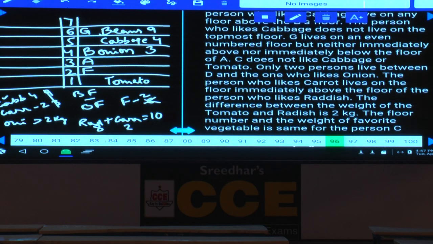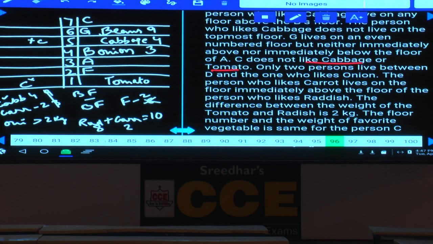And C does not like cabbage. C can be either on the 1st floor or on the 7th floor, and C cannot be on the 5th. C does not like cabbage or tomato. Hence C cannot be on the first floor or the fifth floor. Hence C must be on the seventh floor.